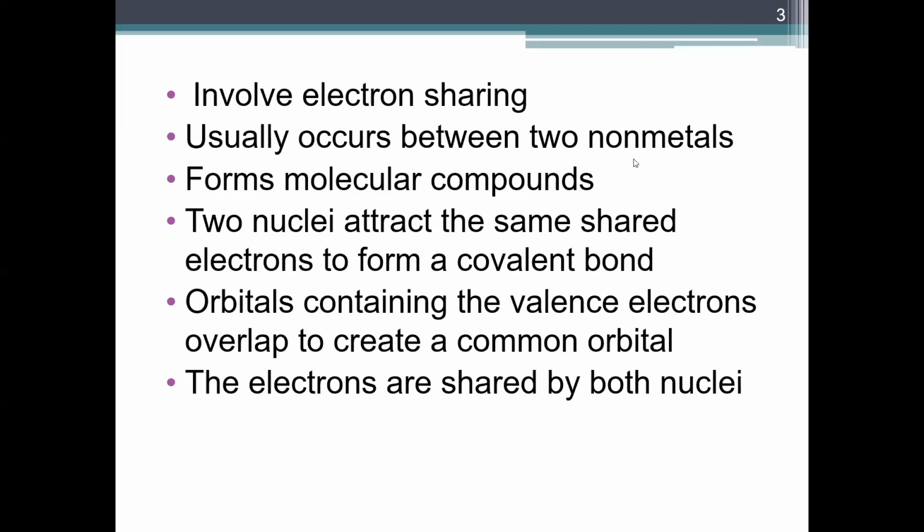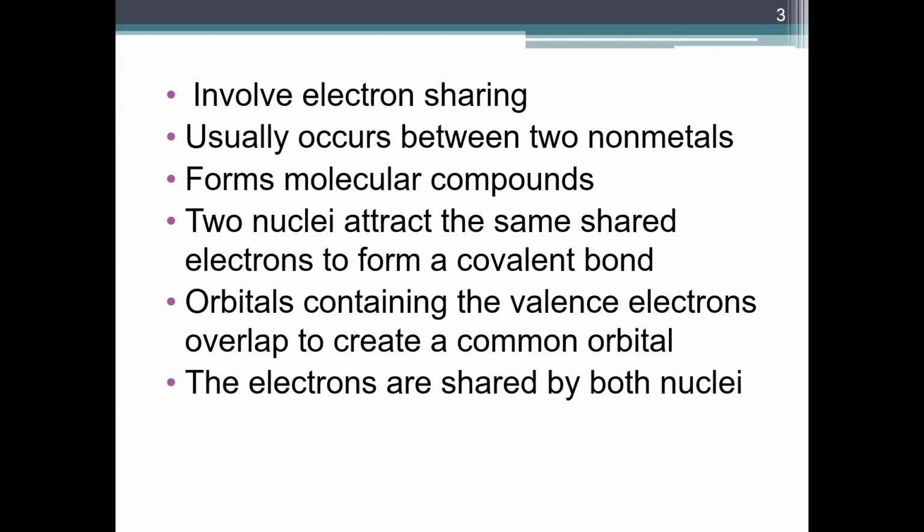And whenever this happens, they form molecular compounds. For electrovalent compounds, they usually form ionic compounds, like sodium ion and chlorine ion forming an ionic compound. But covalent compounds form molecular compounds. What happens is that the 2 nuclei of the 2 atoms attract the same shared electrons to form a covalent bond.